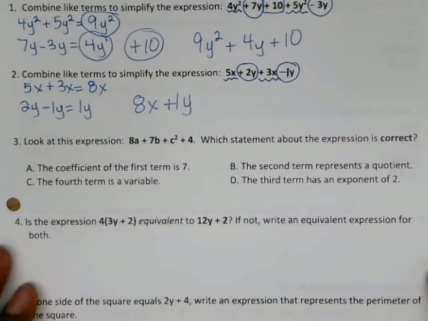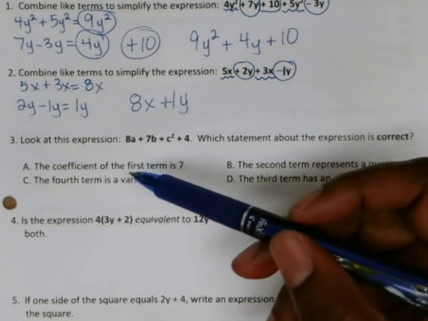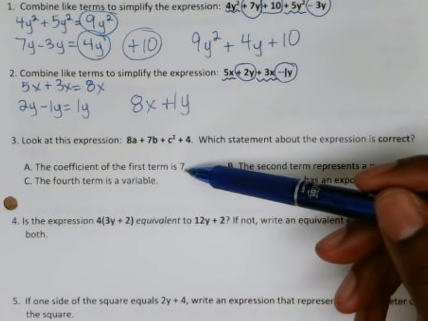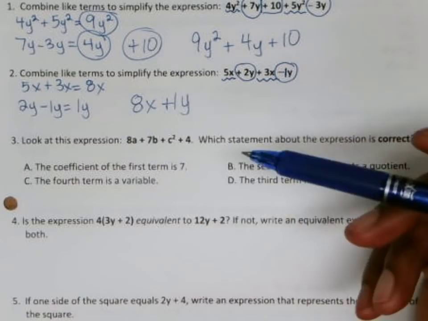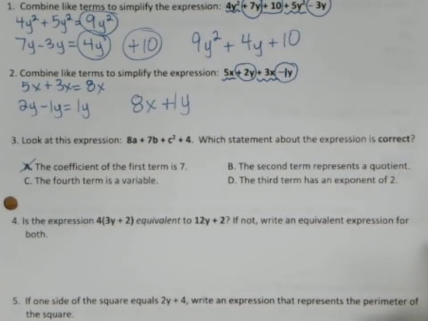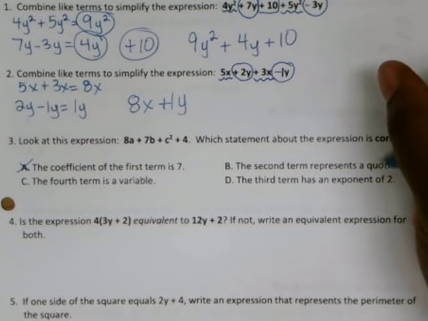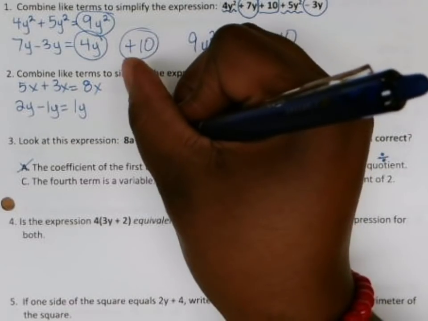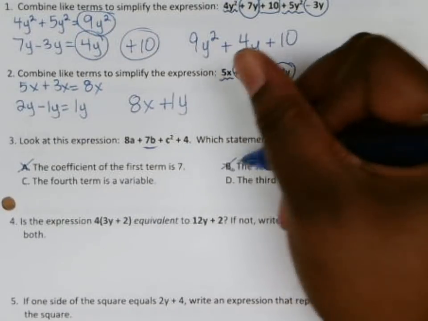All right, so number 3, it says look at this expression. Which statement about the expression is correct? So we're going to look at each of these and see if they're correct. The first, A, says the coefficient of the first term is 7. Well, my first term is 8a. The coefficient is 8, not 7. So I know that A doesn't work. Now B, the second term represents a quotient. I know from my vocab that a quotient means division. And when I look at my second term, that's 7b. 7 and b are being multiplied, not divided, so B is wrong.